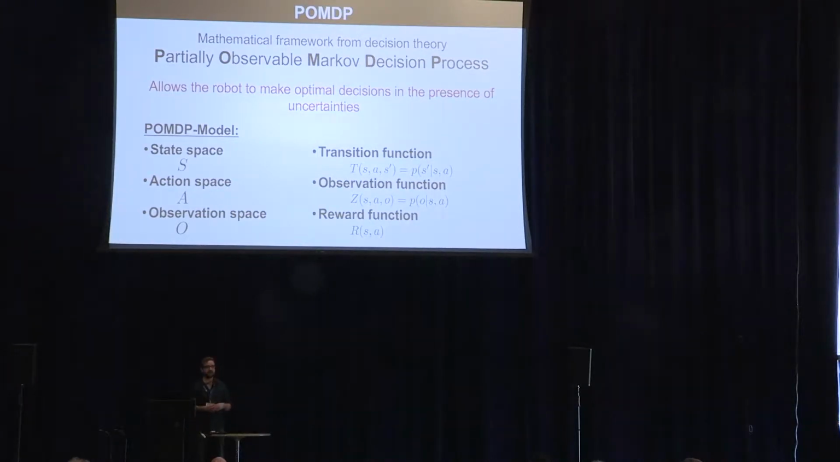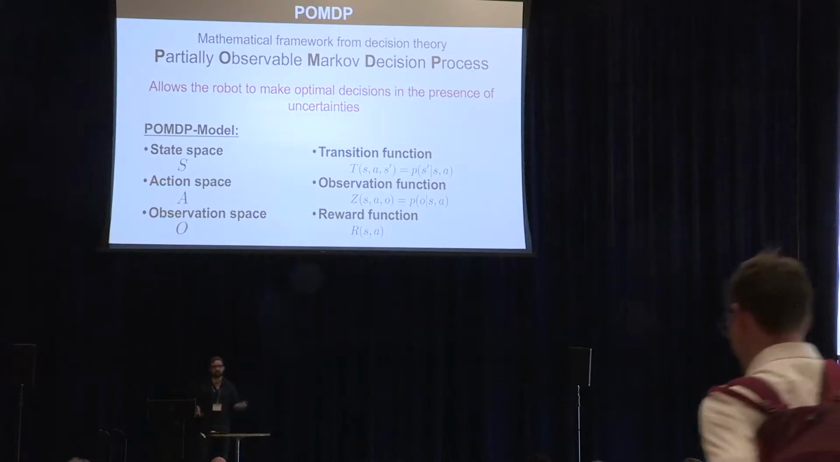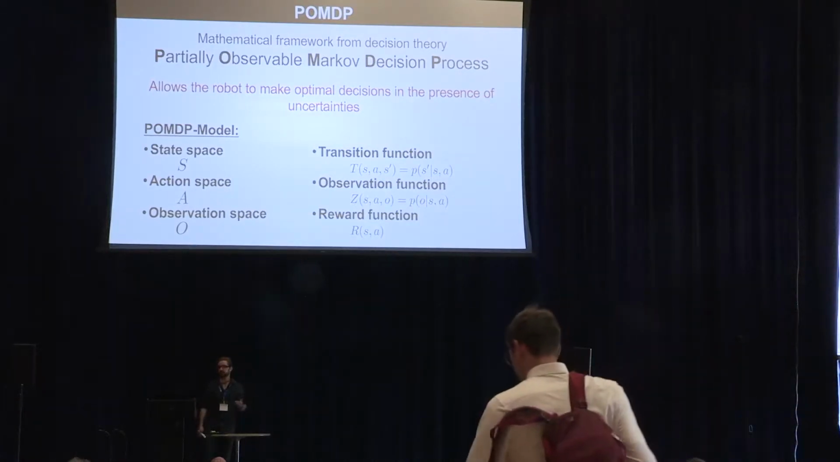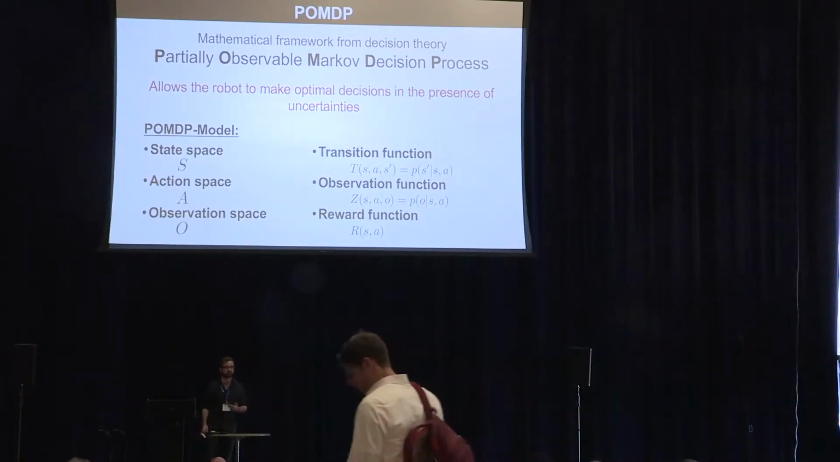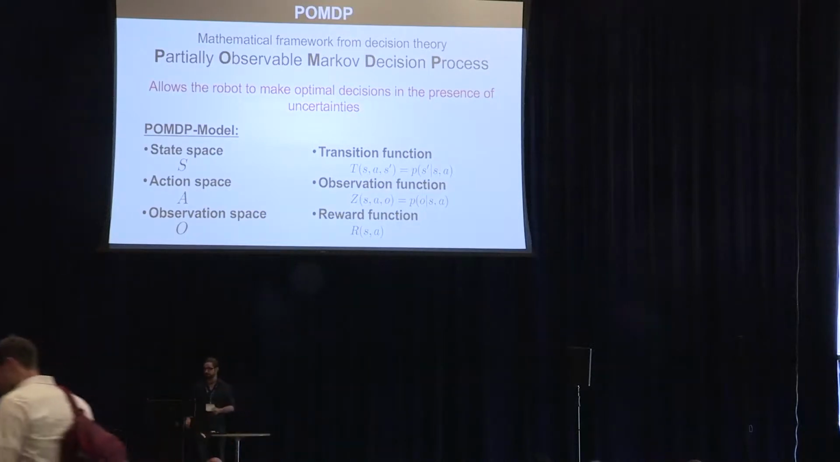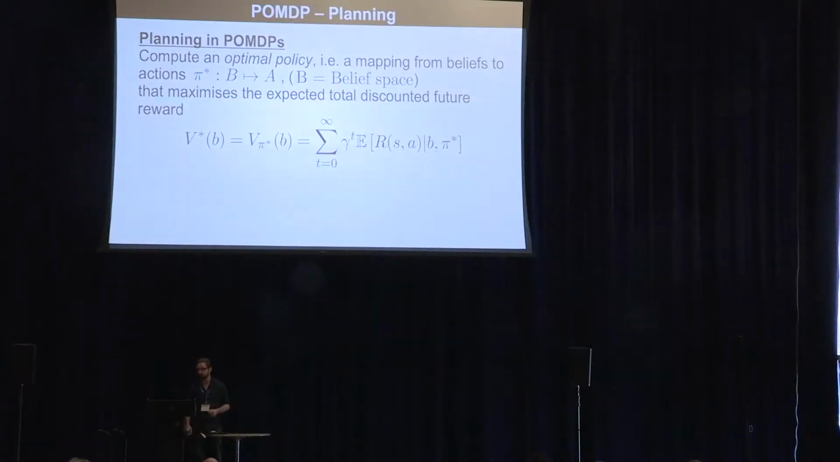Due to all the aforementioned uncertainties, the true state of the robot is only partially observable. Therefore, instead of planning in the robot state space, we lift the planning to its belief space, the set of all probability distributions over the state space. The goal is now to compute an optimal policy, which is a mapping from beliefs to actions that maximizes the expected total discounted future reward the robot receives when following this policy.